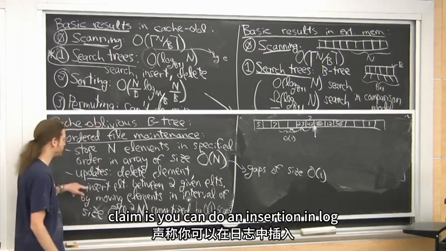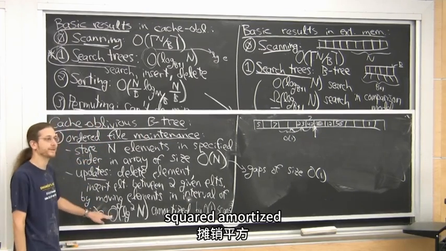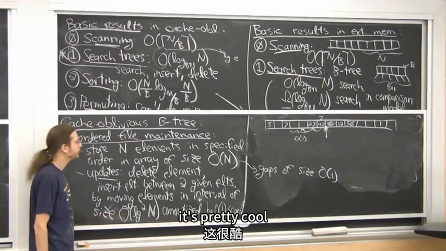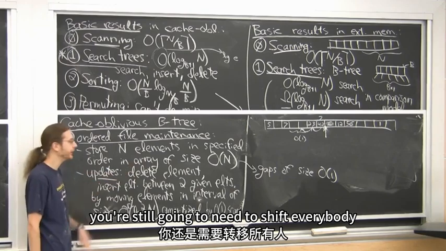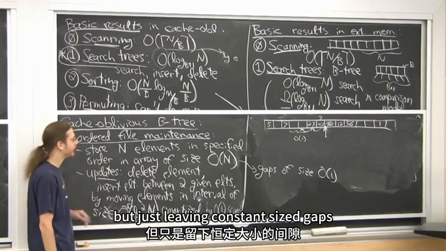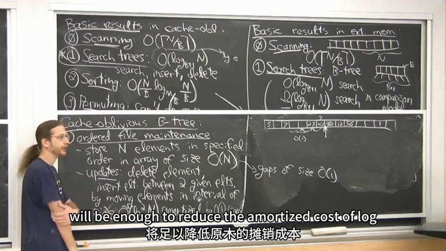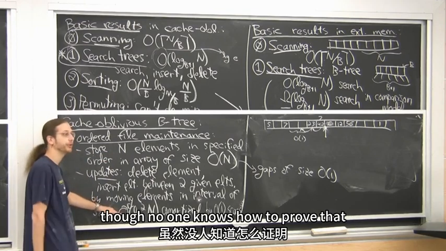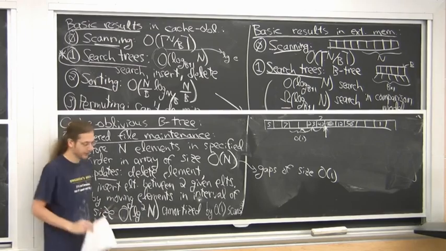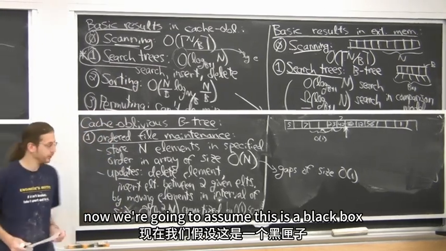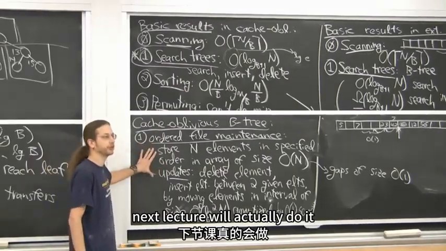Claim is you can do an insertion in log squared amortized. It's pretty cool. So worst case, you're still going to need to shift everybody. But just leaving constant size gaps will be enough to reduce the amortized cost to log squared. And this is conjectured optimal, although no one knows how to prove that. And that's ordered file maintenance. Now, we're going to assume this is a black box. Next lecture, we'll actually do it.